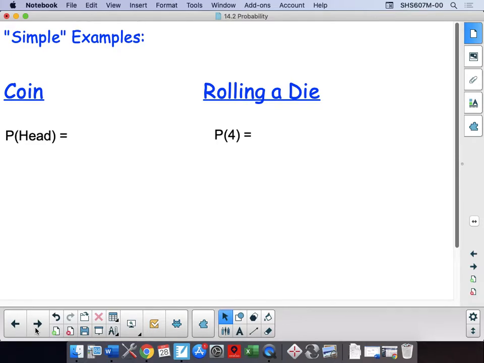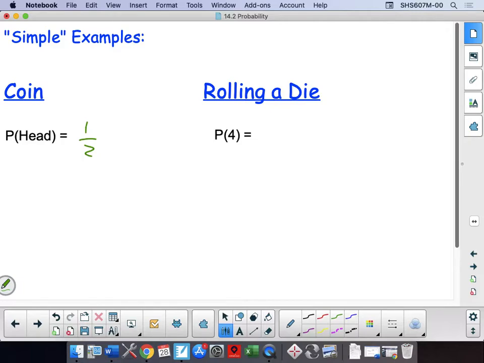Simple things. I have to say this because some of us maybe don't know what these things are, right? We flip coins, right? A coin usually has a head and a tail. So if I ask what's the probability of getting a head? 1 out of 2 options, because there are 2 there. What about a die though?